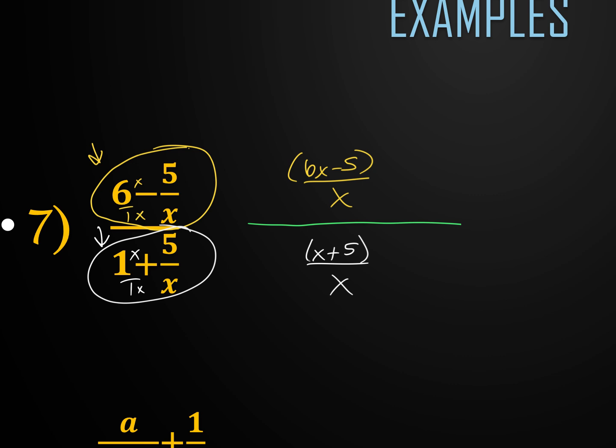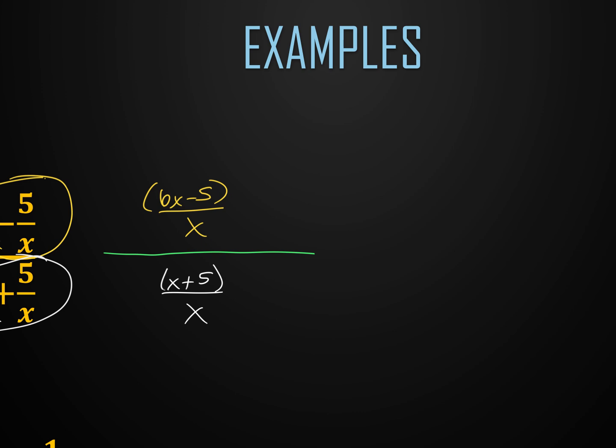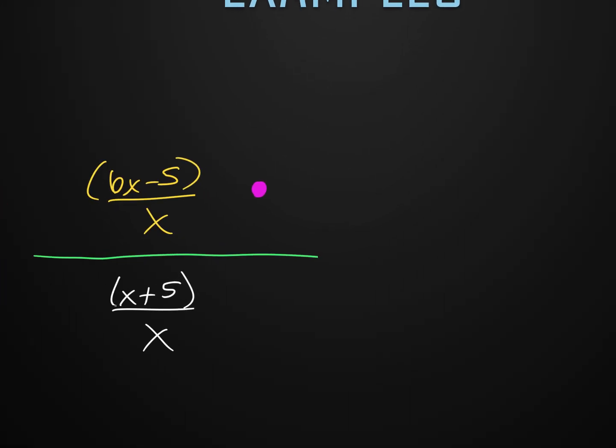Now that we've gotten rid of all of our addition and subtraction problems within our numerators and denominators, all I have to do is keep, change, flip. So I'm going to keep 6x minus 5 over x. I'm going to change to multiplication, and I'm going to flip. This becomes x over x plus 5. Cross it out.